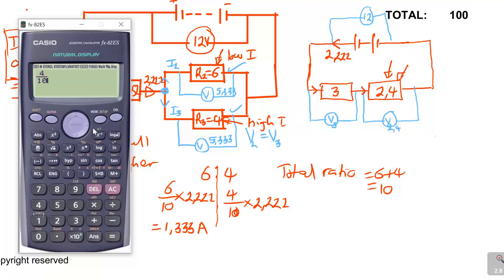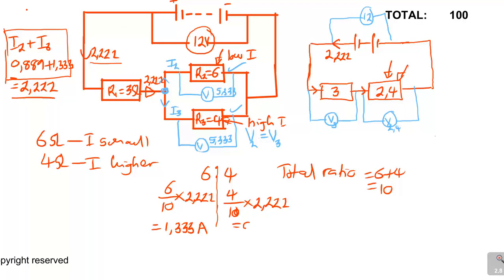4/10 times 2,222, the original current, is 0,888, which is 0,889. So this is equal to 0,889. Now look at this, this is amps. You will always get those two answers. Remember, we also got 1,333, which was passing through the smaller one, which was here. And then the actual answer, remember, the current through that was 0,889.